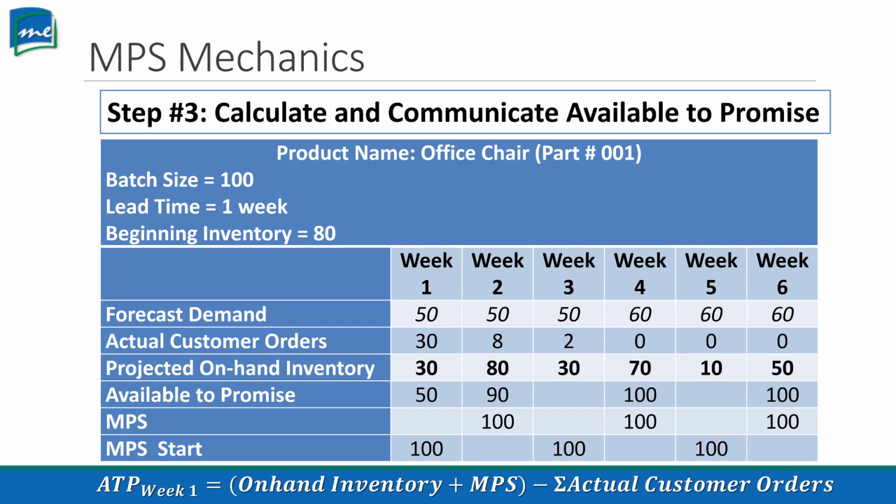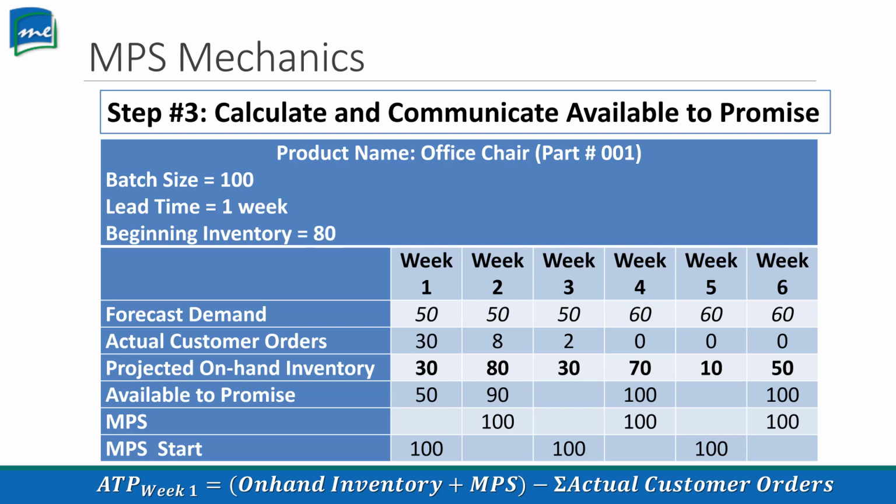Well, we have this formula that's on the bottom of the screen. So our available to promise for week 1 is our on-hand delivery plus our master production scheduled. So we can call this the delivered. And then we need to subtract from that the actual customer orders. So our on-hand inventory for week 1 was 80. That was a start. If you look at the top, it says our beginning inventory was 80. Well, we had 30 orders come in.